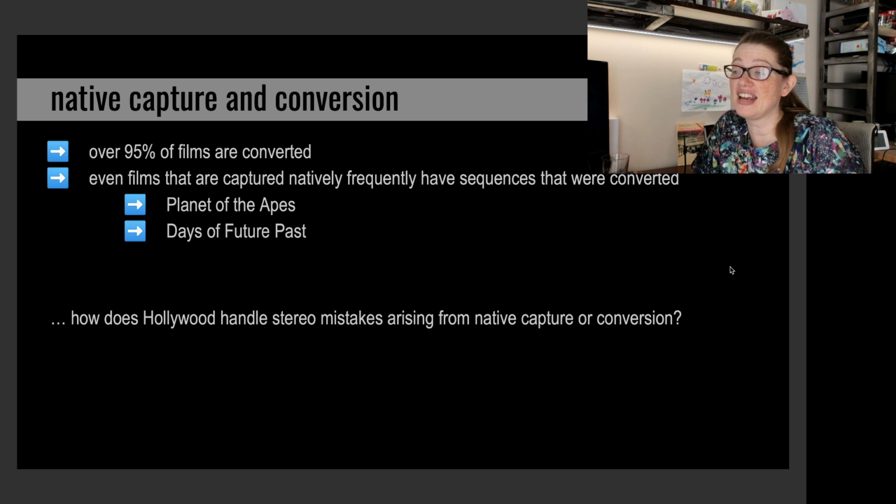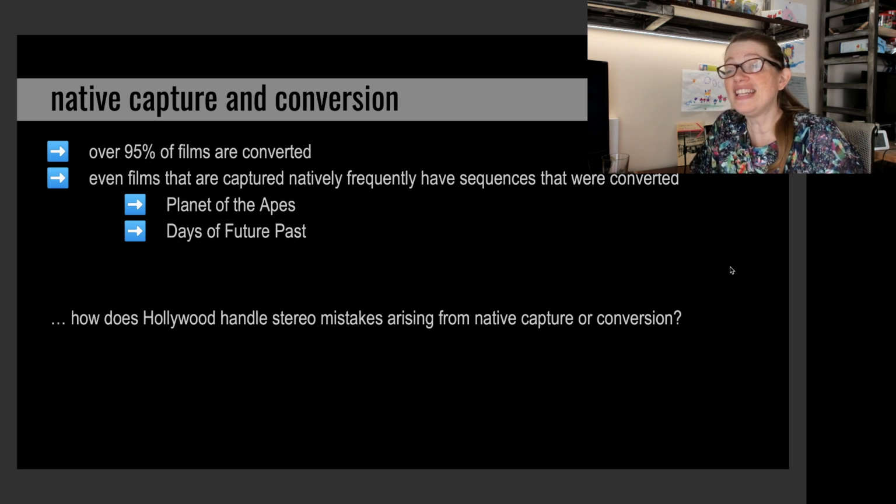What's interesting is despite the manual nature of stereo conversion, over 95% of films that you've seen in the last 10 years were converted. All of those Marvel movies, Black Panther, all of that, they're converted. Avengers, converted.